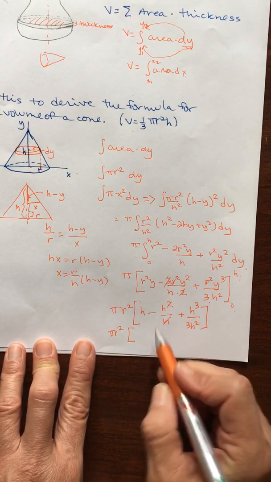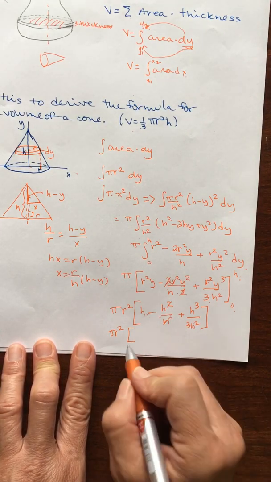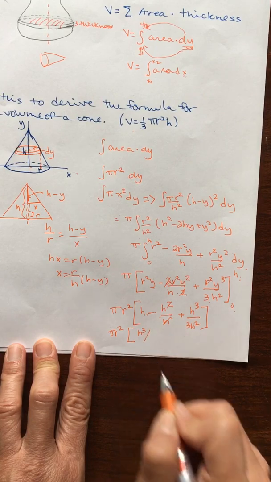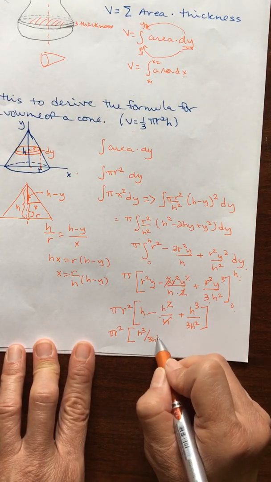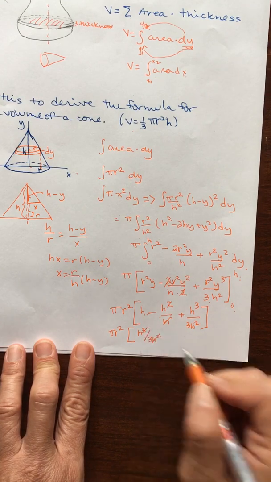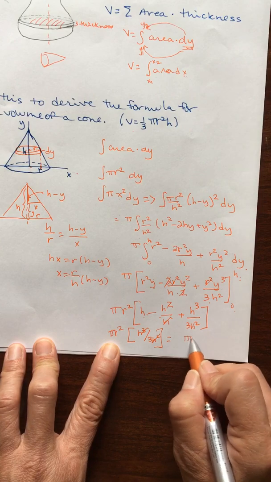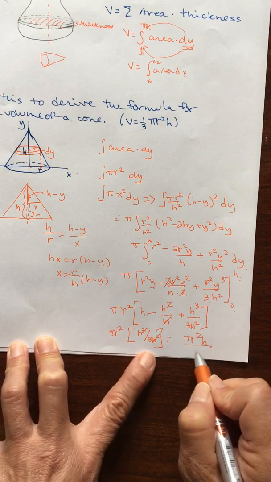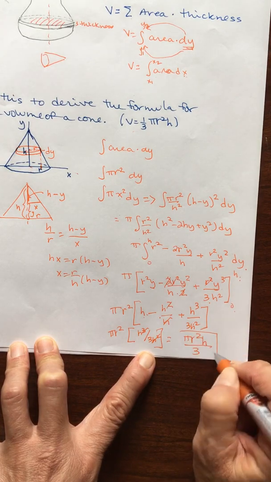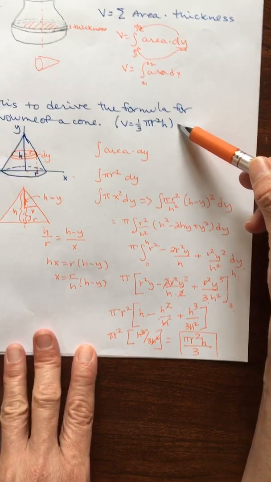Cancel, cancel, and then h minus h is 0. So all that's left inside those brackets is h cubed over 3h squared. Let's get rid of those h's, this one and that one. And there we have it: pi r squared h. There's one h left on the top and a 3 on the bottom, which is exactly our volume formula.